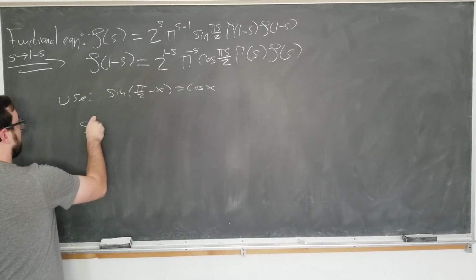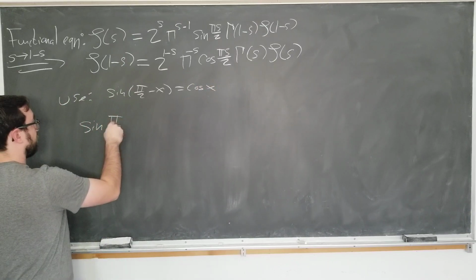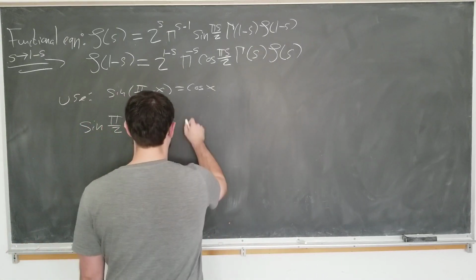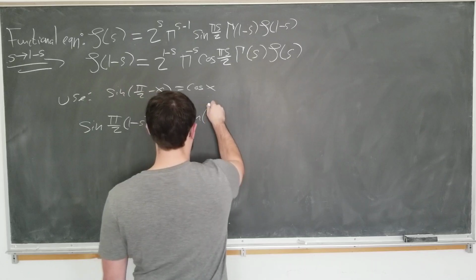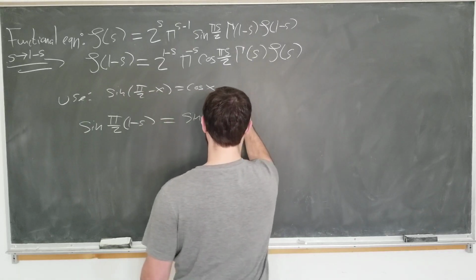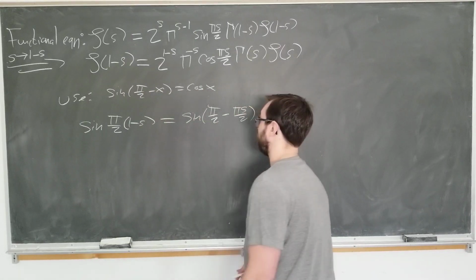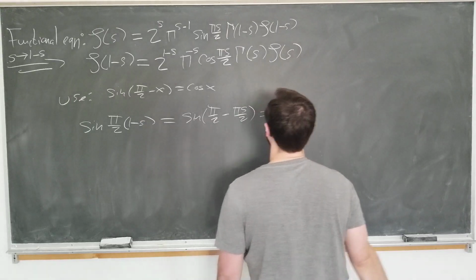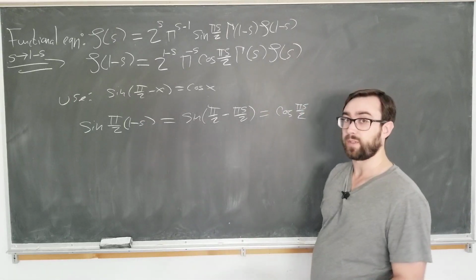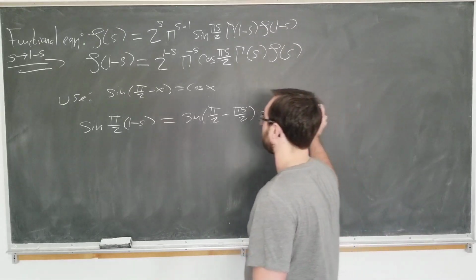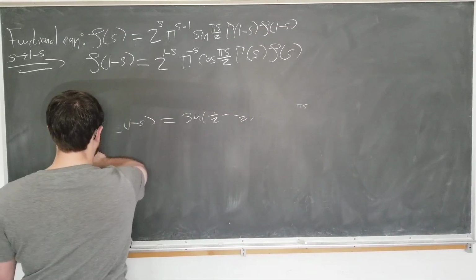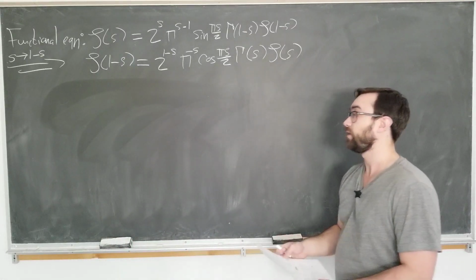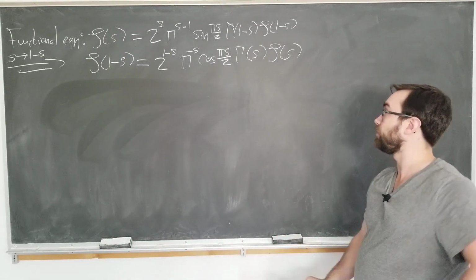So I had up there sine of pi over 2 times 1 minus s. This is simply sine of pi over 2 minus pi s over 2, and using this identity, just cosine of pi s over 2. That's the first step. I think we can all buy that. It's pretty straightforward.